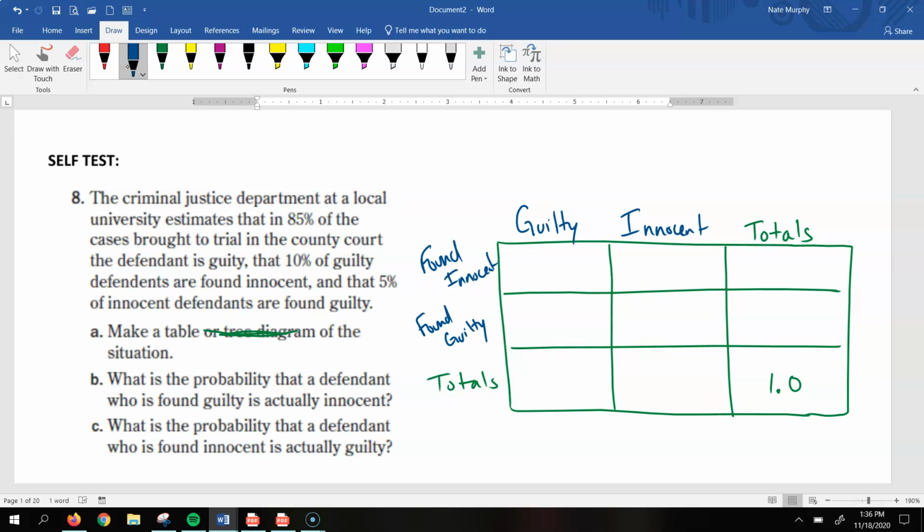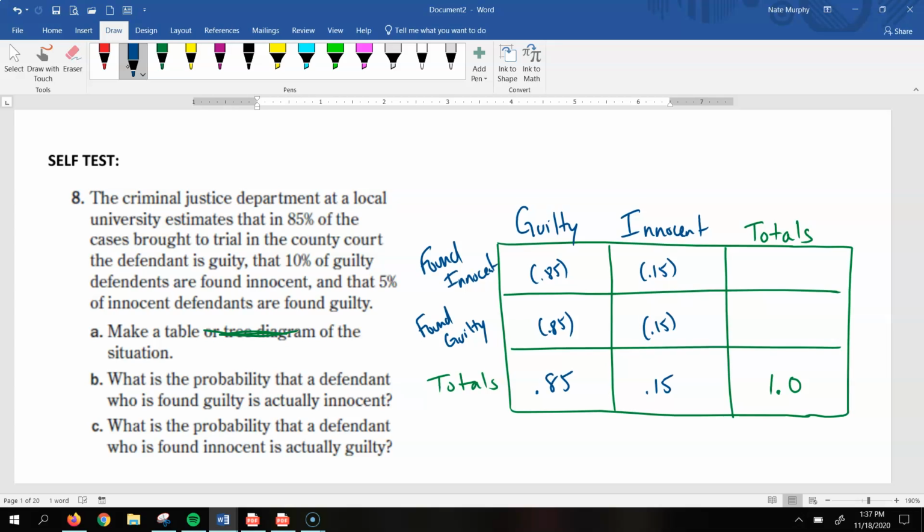All right, let's go back to the beginning. The department estimates that in 85% of cases brought to trial, the defendant is actually guilty. So we put that 85% here. That means 15% are innocent. Now we're going to break up that 85% and that 15%. How are we going to break that up? Some of those are going to be found guilty and some found innocent.